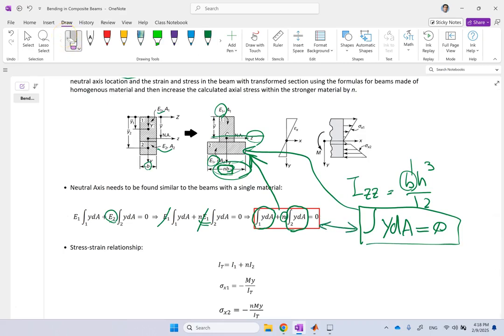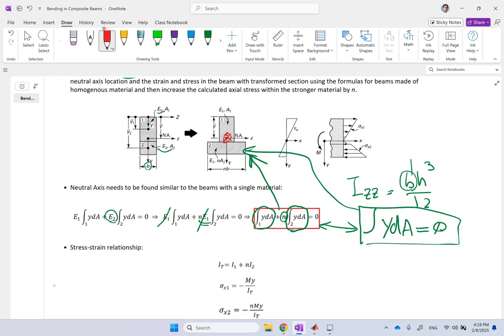Okay, so I transform it, and now I'm going to apply whatever I knew for the centroid to the transformed cross section. That will give me the location of the centroid, which is also the neutral axis here. And let's say it's right here, for instance. Good. Now that I have that, how do I go about finding the stresses?